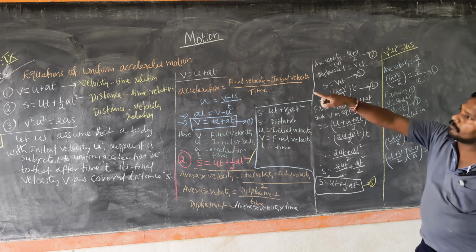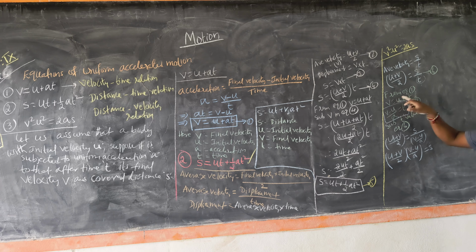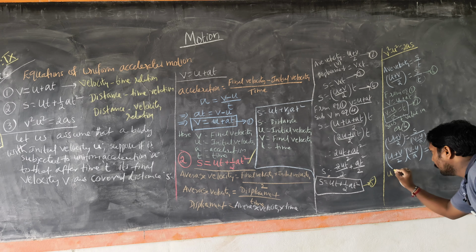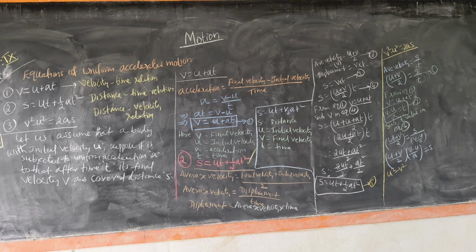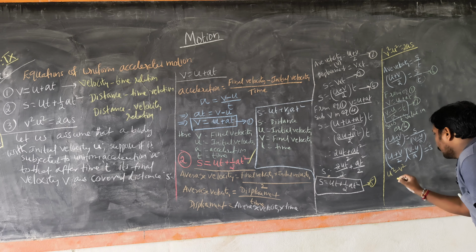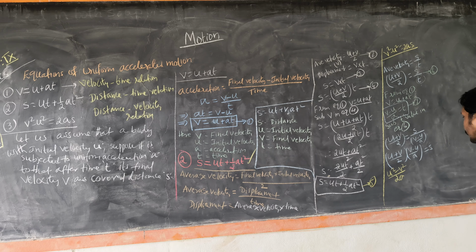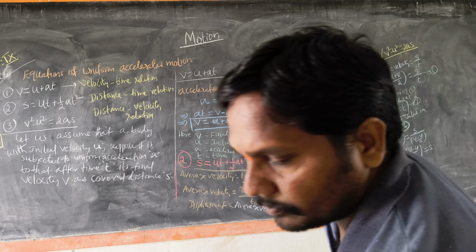So from the equation v is equal to u plus at, we have to find time. Send this u to the other side, it becomes minus. Then here we have a into t, send this side as a divider. So t is equal to v minus u by a. This appears like (a plus b) into (a minus b), so we can write v square minus u square by 2a, right?